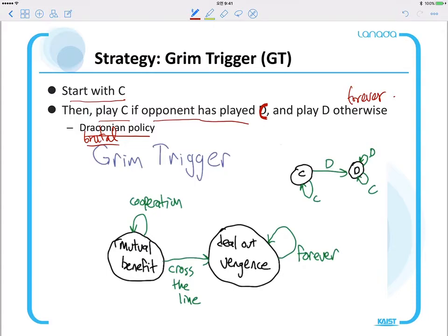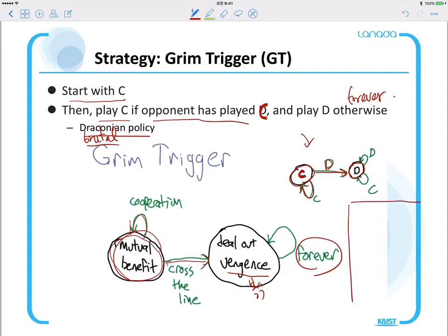Okay, so whenever we have a mutual benefit, then I'm going to cooperate. But whenever my opponent crosses the line, which means that he changes the strategy from cooperation to defect, then I'm going to deal out vengeance, 복수, forever. That's what I mean by a more draconian policy than T4T. So when we draw this using a state diagram, whenever I'm here at C, and my opponent plays C, then I'm going to play C. But if my opponent defects and changes from C to D, then I'm going to choose D forever.